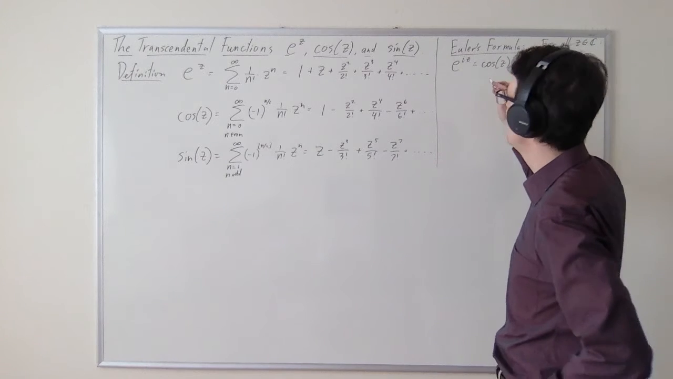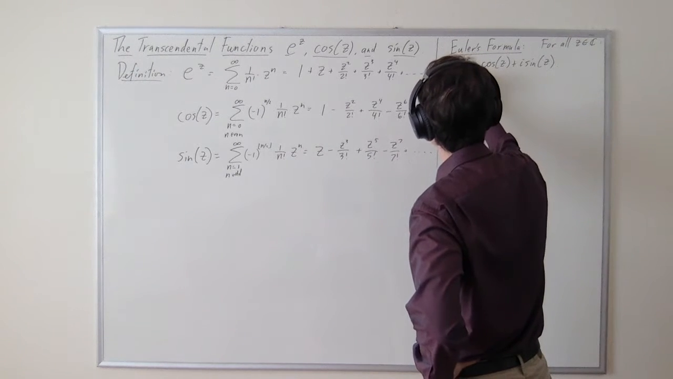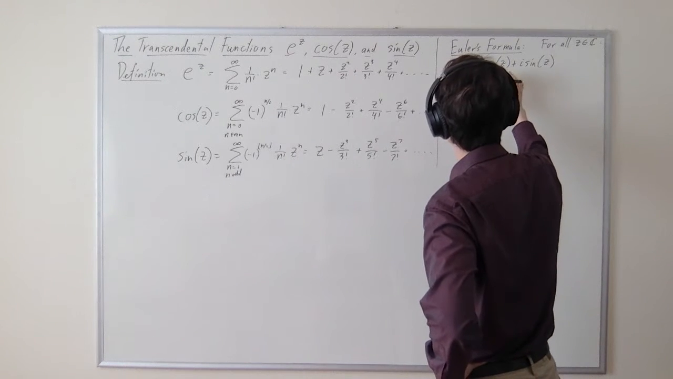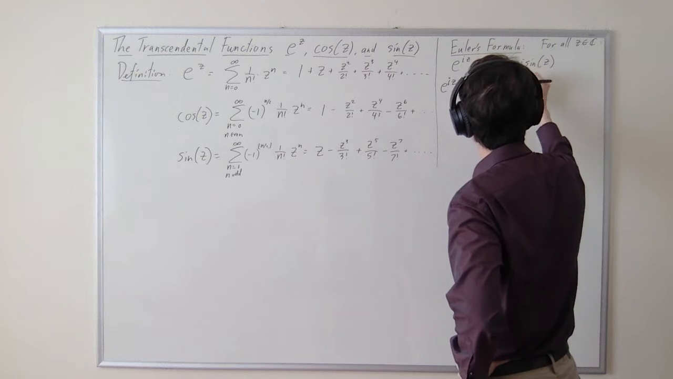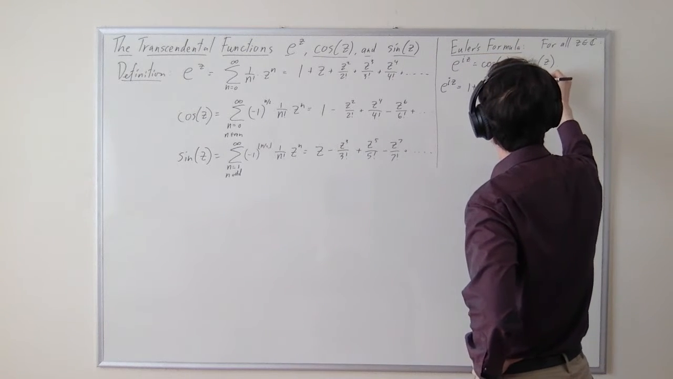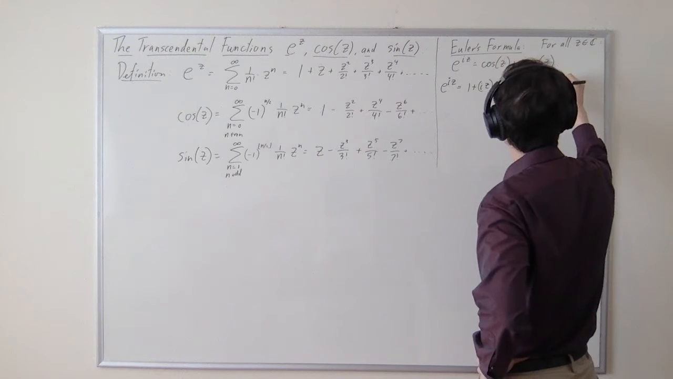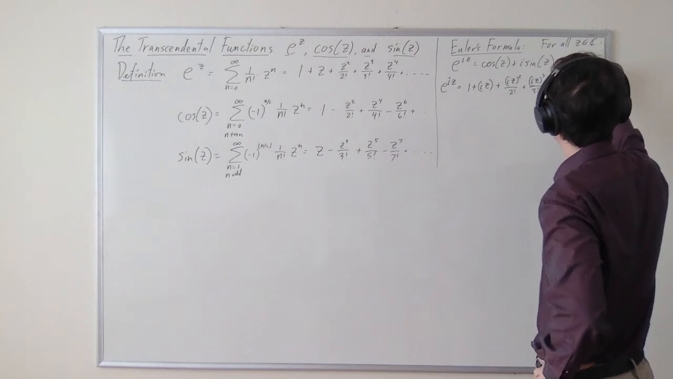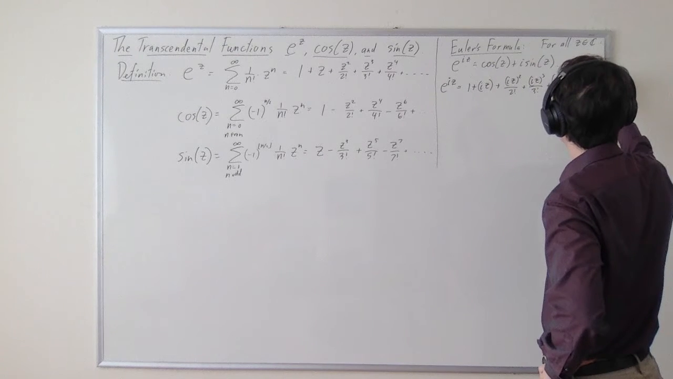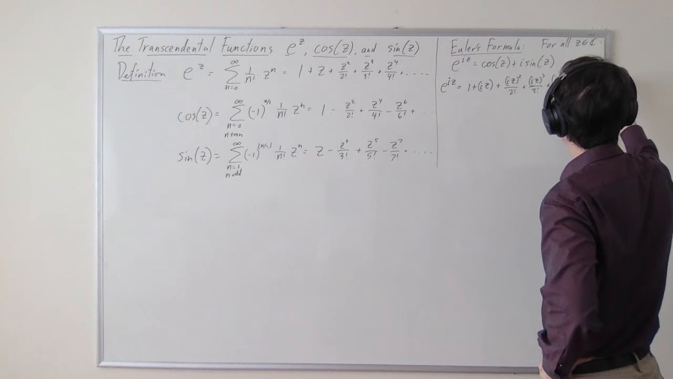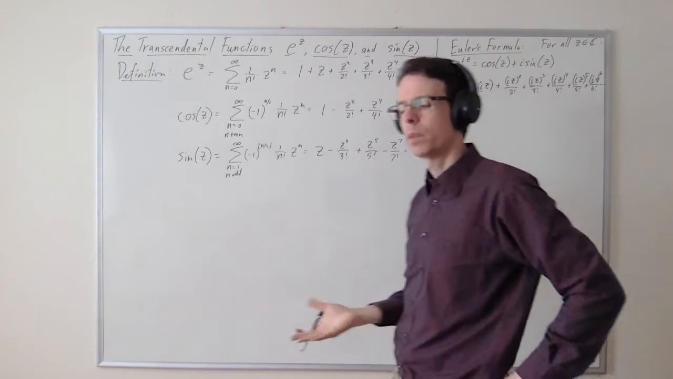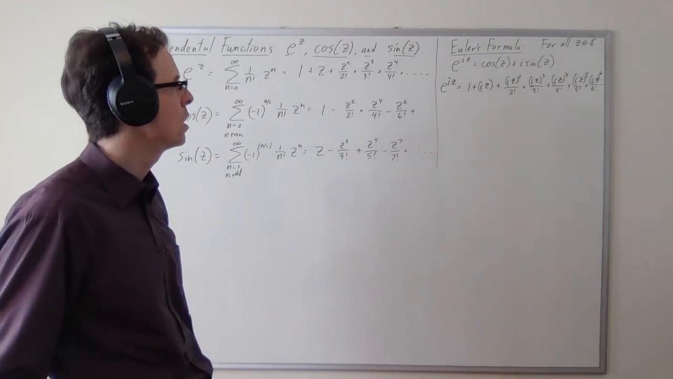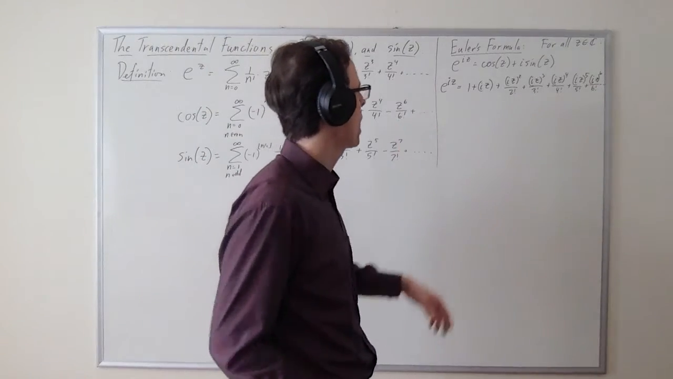So let's just calculate e to the z. So e to the iz is 1 plus iz plus iz squared over 2 factorial plus iz cubed over 3 factorial plus iz to the 4th over 4 factorial, etc., iz to the 5th over 5 factorial plus iz to the 6th over 6 factorial, etc. So that's what happens when you plug in iz for z in the definition of e to the z, which is given here. Now, the i's factor out and we get powers of i, right?